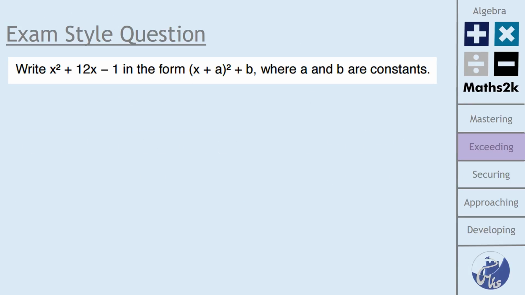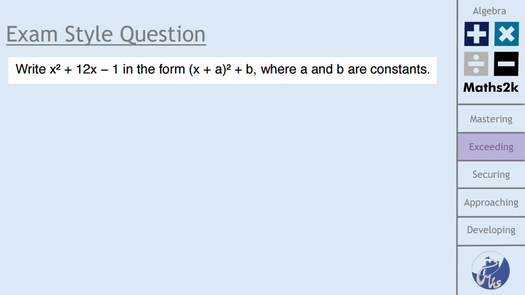So here is a question how it could be written in an exam, where we have our quadratic and then we're asked to write it in this form. Now it doesn't say complete the square at any point, but that is what you would need to do to get it into that form. So going through the processes that we went through before, you could do that. Now if you want to pause the video and have a go, then do so now, but here we go through the answer.